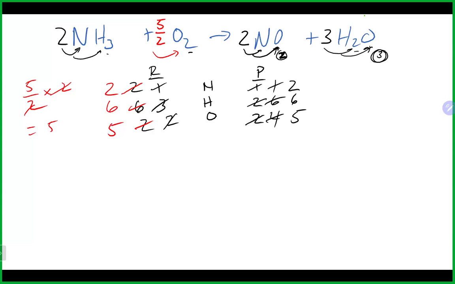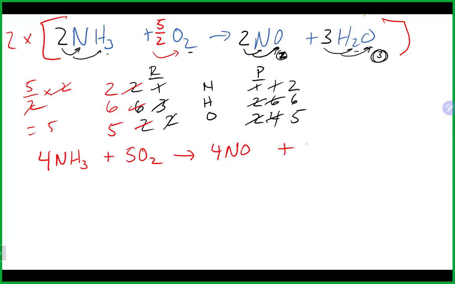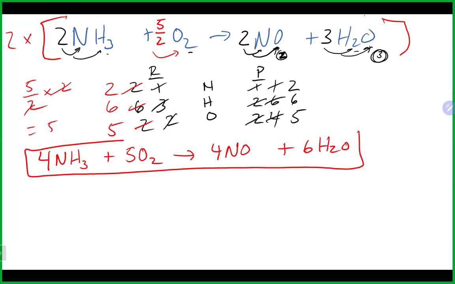I think we do that by multiplying everybody by the denominator, right? The guy on the bottom. So we're going to take everybody here, and we're going to multiply it by the denominator, and that will then give me 4 NH3. My 5 halves times 2 is 5 O2. Will give me 4 NO and 6 H2O in this case. And if I didn't screw up here, we should still be balanced and now have all whole numbers.